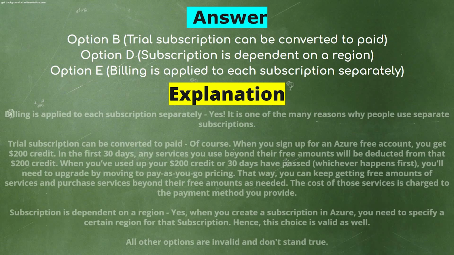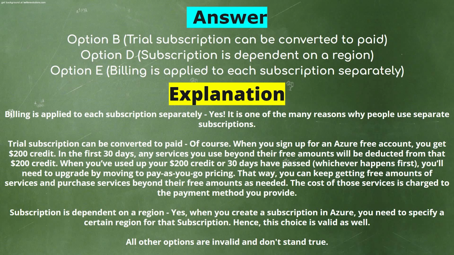Explanation. Billing is applied to each subscription separately. Yes, it is one of the many reasons why people use separate subscriptions. Trial subscription can be converted to paid. Of course, when you sign up for an Azure free account, you get $200 credit. In the first 30 days, any services you use beyond their free amounts will be deducted from that $200 credit. When you have used up your $200 credit or 30 days have passed, whichever happens first, you will need to upgrade by moving to pay-as-you-go pricing. That way, you can keep getting free amounts of services and purchase services beyond their free amounts as needed.